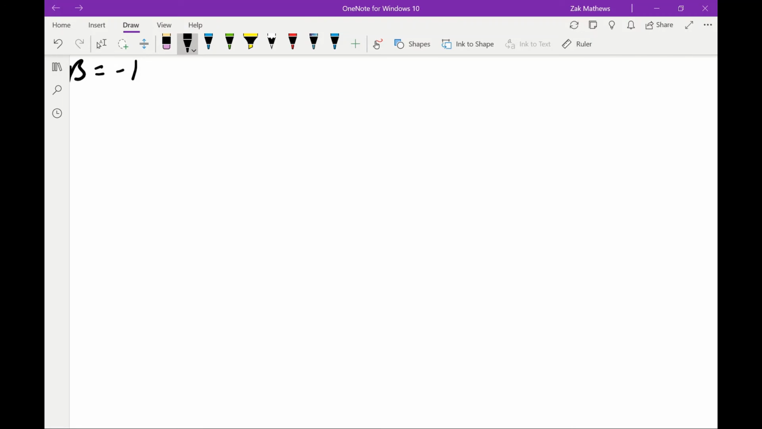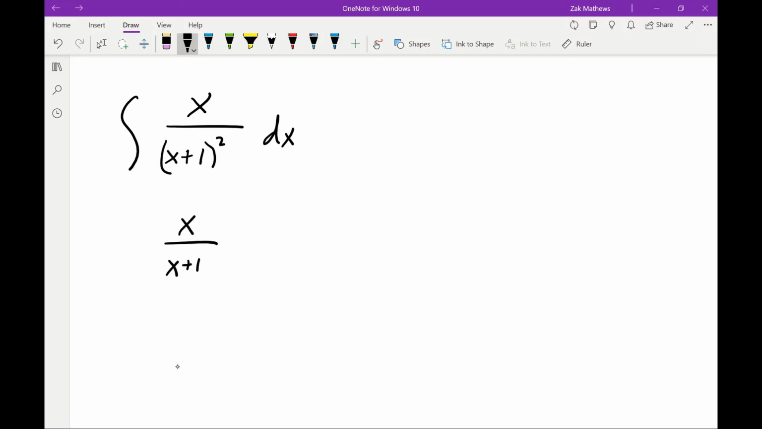Let's take another example. Let's say we have the integral of x over x plus 1 squared dx. All right, so let's start by doing our partial fraction decomposition. And let's think about our factors. We have a factor of x plus 1, and then we have it squared, but what does that mean that we need to be adding together?